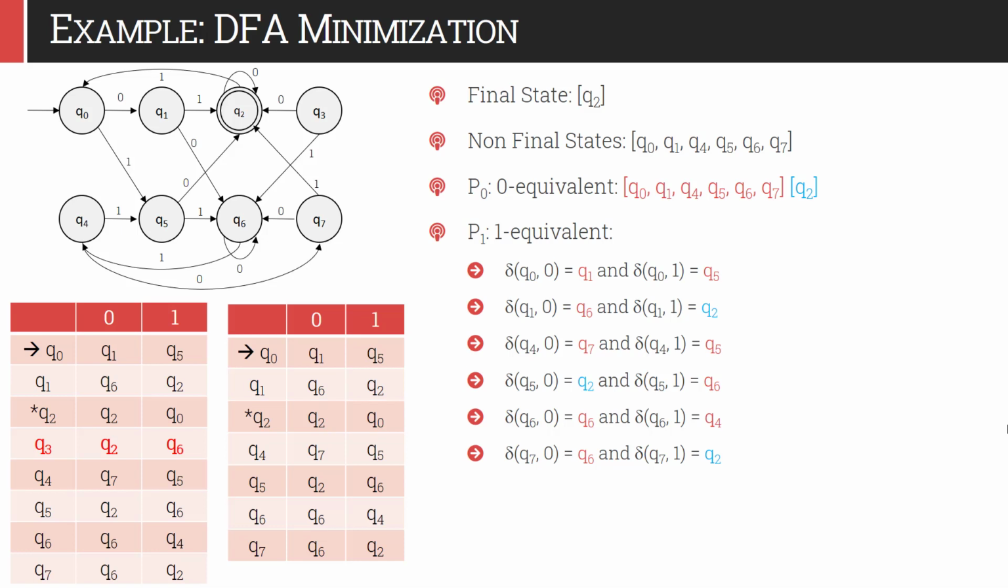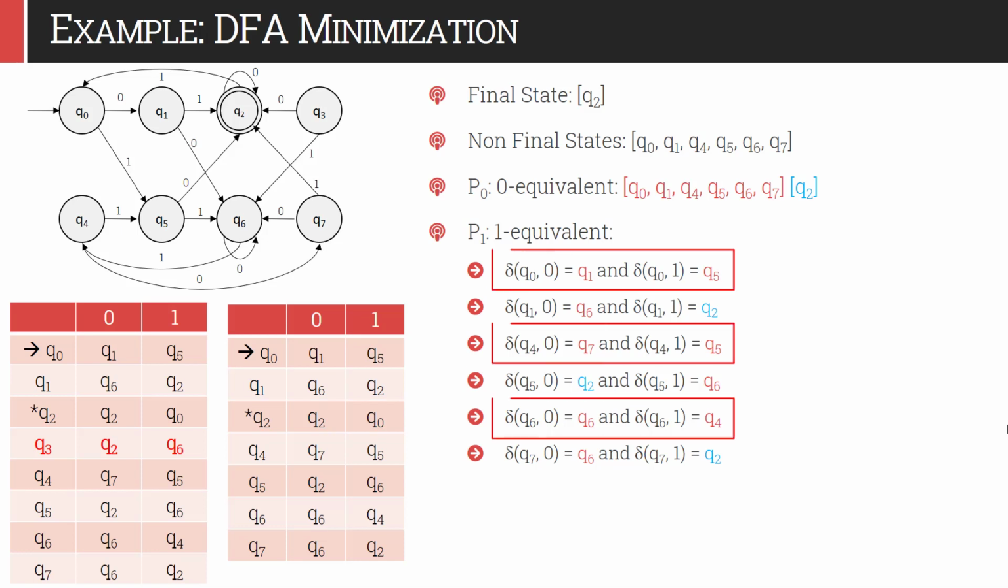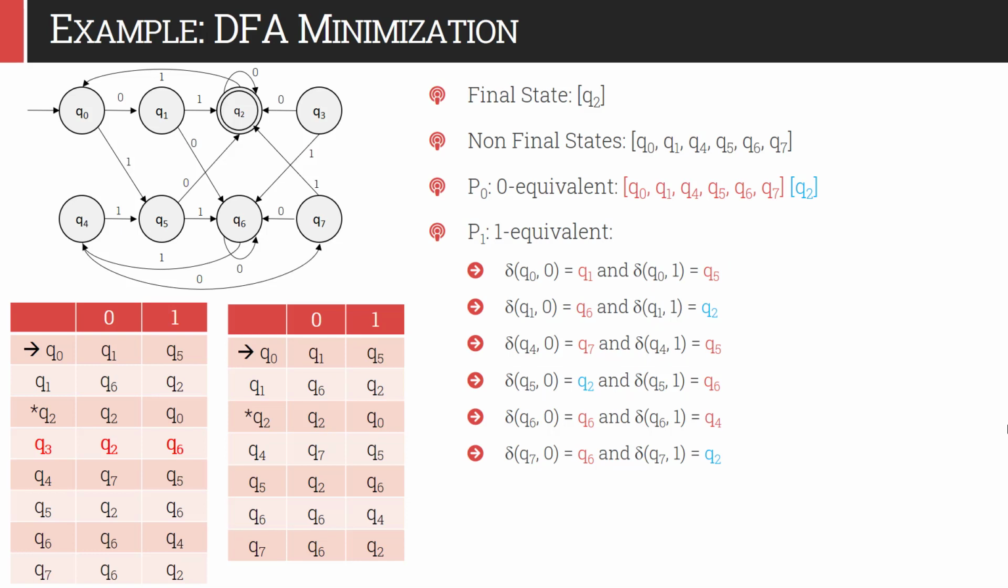So this red set of 0-equivalent, we will now divide into three sets. One set will have states Q0, Q4 and Q6. Another set will have states Q1 and Q7, and the third group will have state Q5 only. So this is the division of distinguishable states.